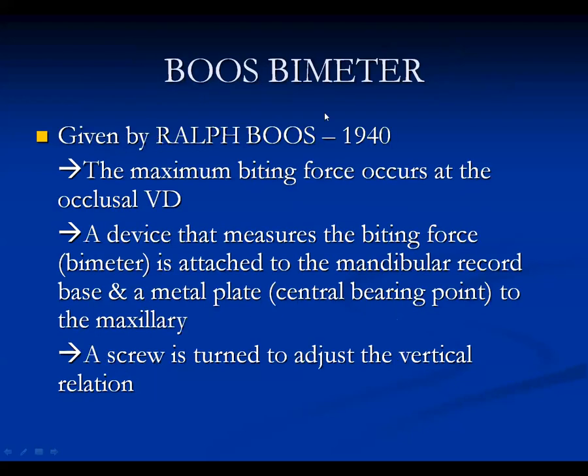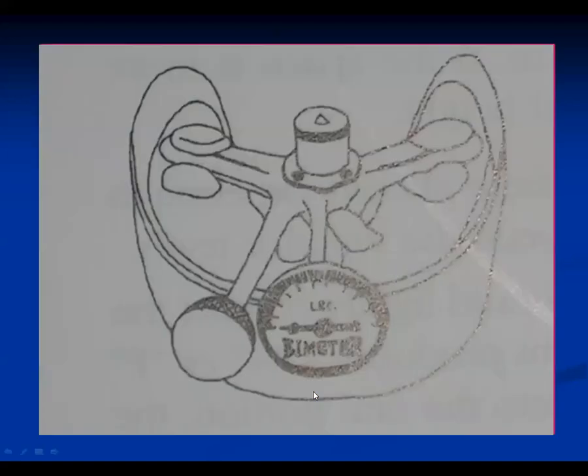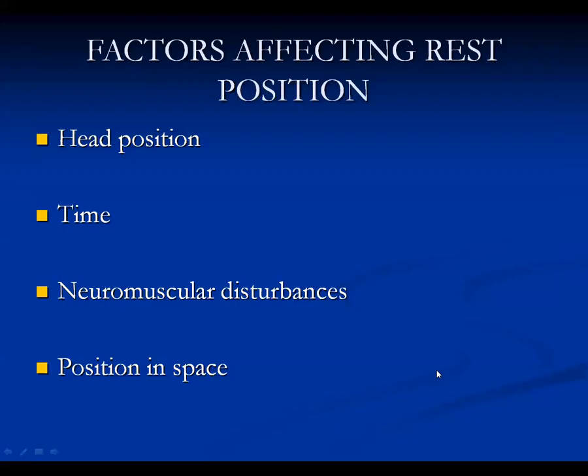Afterwards, the gnathodynamometer, which I have explained earlier. That is the one instrument which measures the masticatory force. When the masticatory force is maximum, your vertical dimension of occlusion is correct. This is the instrument. We ask the patient to close on it and the measurements will be recorded. Factors affecting rest position: head position, time, neuromuscular disturbances, position in space. All these factors are very important to record the rest position, because the rest position of the mandible is a very, very sensitive position.